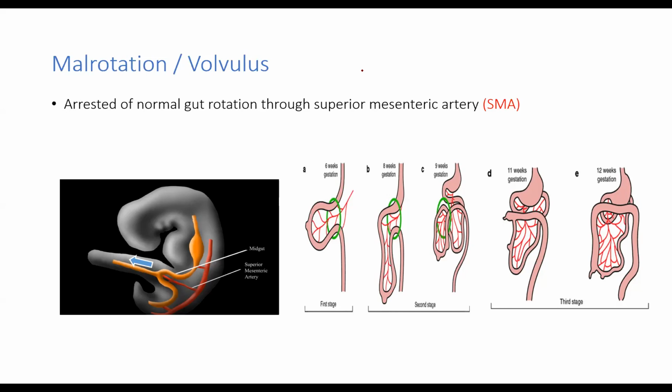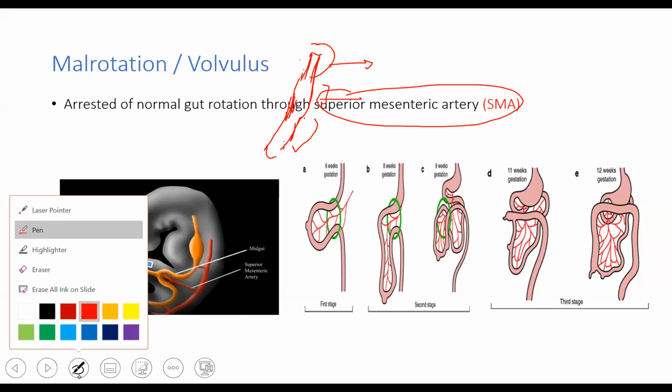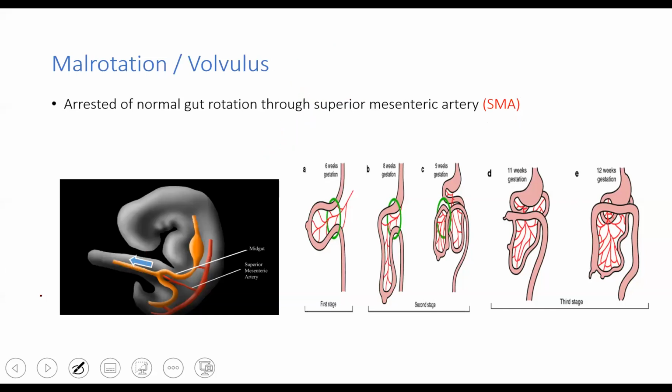So we said that of the gastric tube, we have foregut, we have midgut, and we have the hindgut. And each one has different blood supply. So we said the foregut is supplied by the celiac trunk. The midgut is supplied by the superior mesenteric artery. And the hindgut is supplied by the inferior mesenteric artery. So that's why we are talking here about the superior mesenteric artery. During the normal rotation, when the bowel rotates, it also takes with it the superior mesenteric artery. Failure of the gut to rotate is what causes malrotation, or failure to complete rotation.